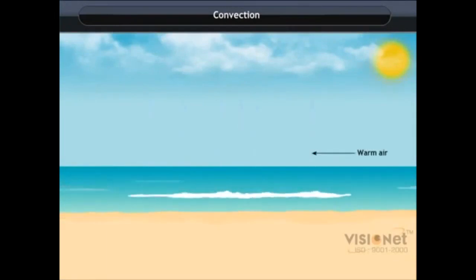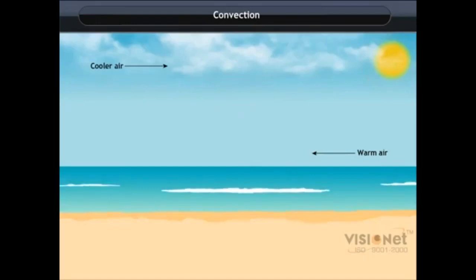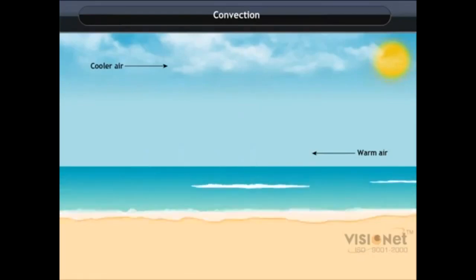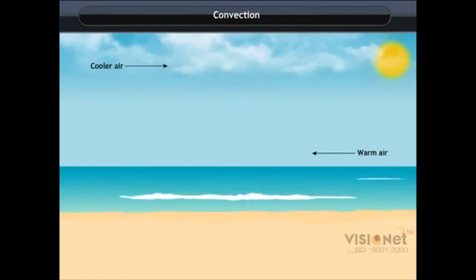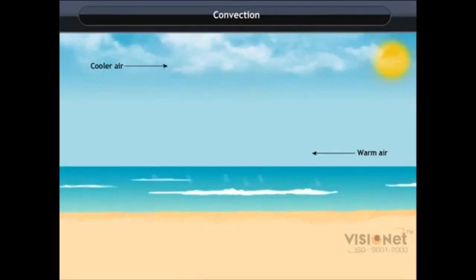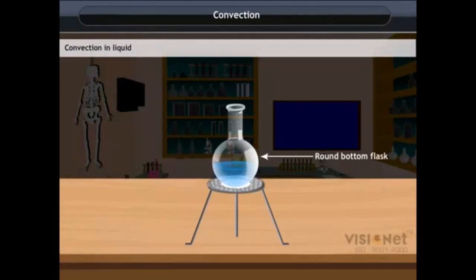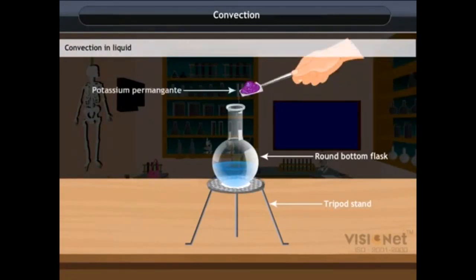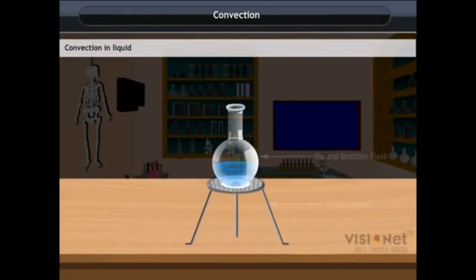Convection. Now let us understand the convection. Fluids, that is, air or water, are poor conductors of heat, and heat transfer in fluids takes place by the process of convection. Take a round bottom flask filled with water. Place it on a tripod stand. Place potassium permanganate crystal in the center of the flask.